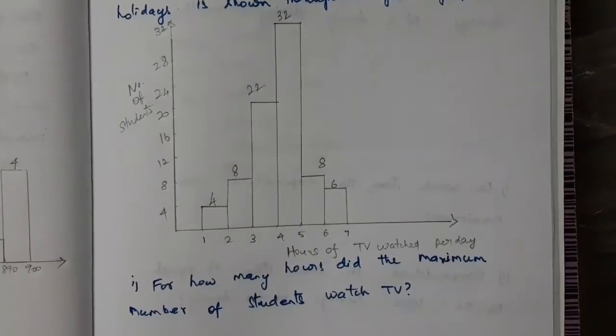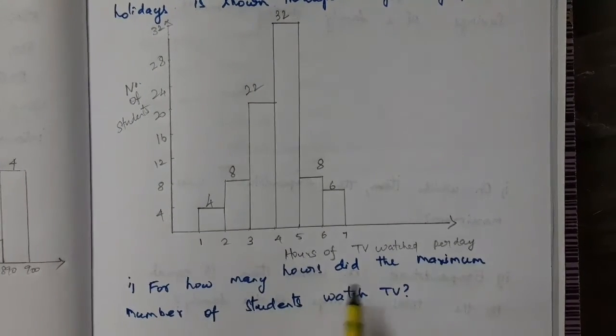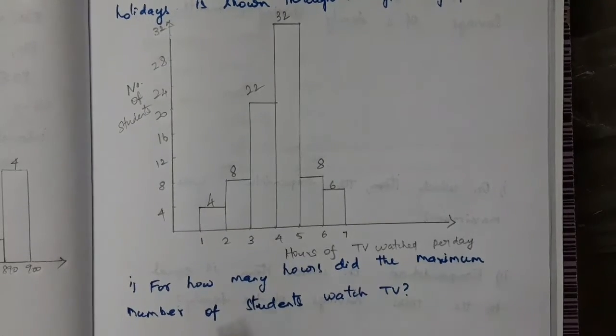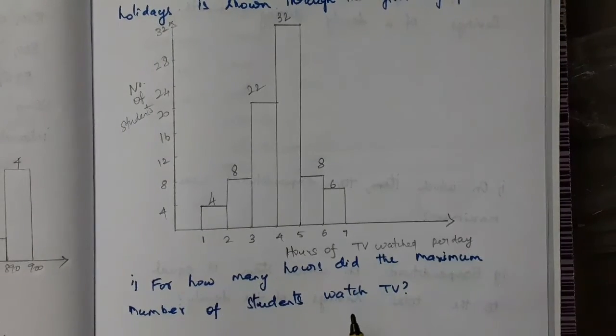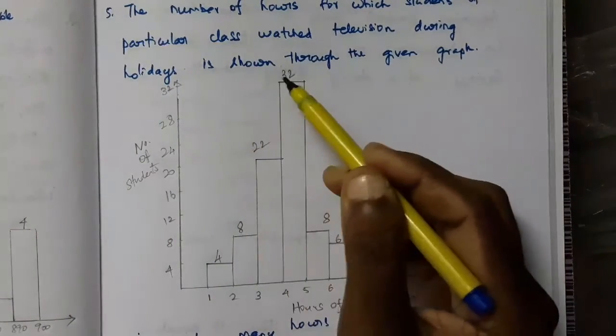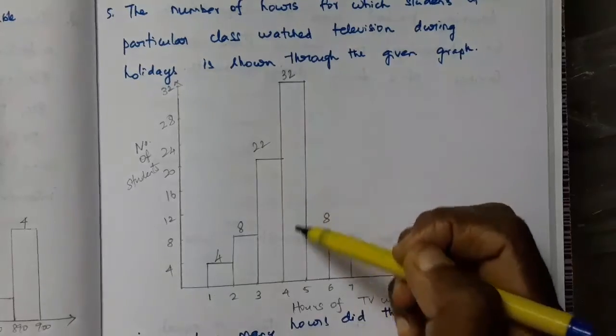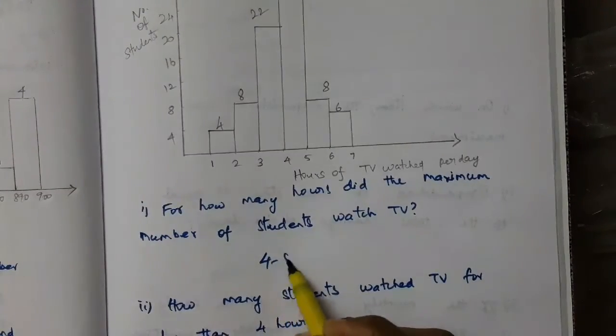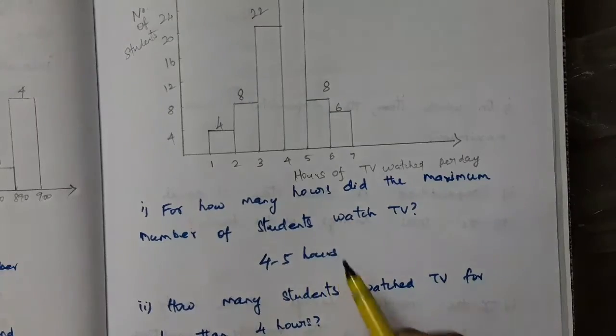From this you have to answer the following questions. For how many hours did the maximum number of students watch TV? So you have to see the maximum number of students watching TV. Here where is the maximum number of students? Here is the maximum. 32 is the maximum number of students. They watched TV for 4 to 5 hours. So I will write 4 to 5 hours.